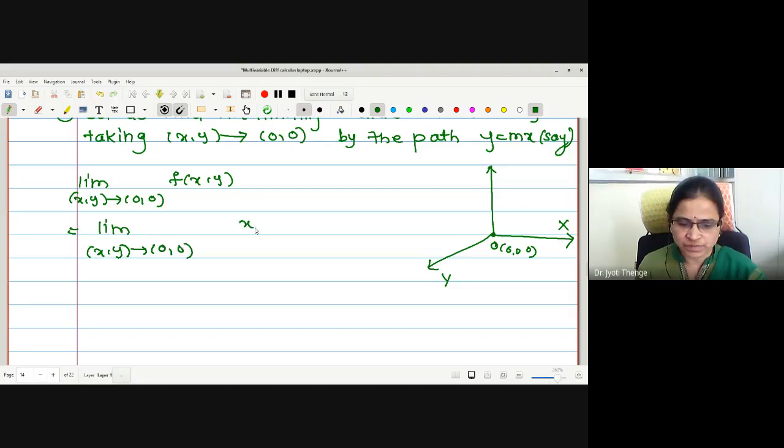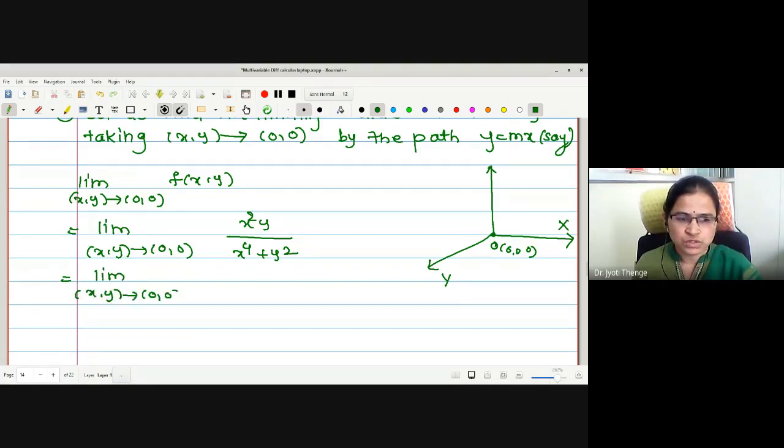Let me write the function first: x square y upon x raised to 4 plus y square. Let us put the path now. Limit (x, y) tends to (0, 0). y equal to mx is the path I am selecting. Therefore, let me put the value y equal to mx. This is m square x square. And if I put y equal to mx, (x, y) tends to 0, that is x tends to 0, what will be the effect?